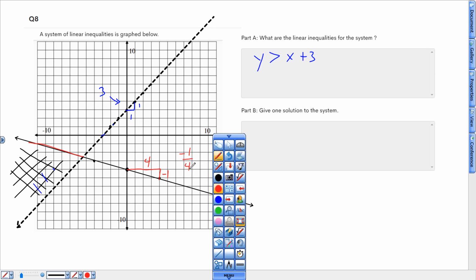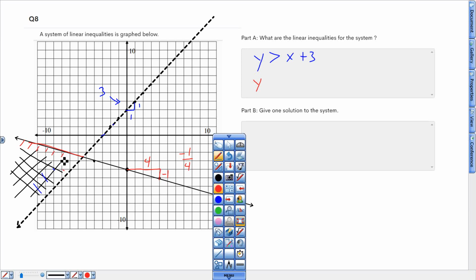This inequality is going to be solid. It's shading above this line too. So both of them in the more than direction. This one is y more than or equal to because it is solid. And I'm sorry, it looks like, I'll retract that. It looks like the red line is shading under. So I'm going to take that back.